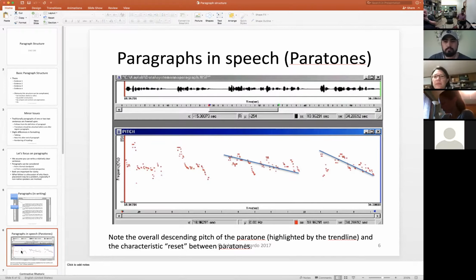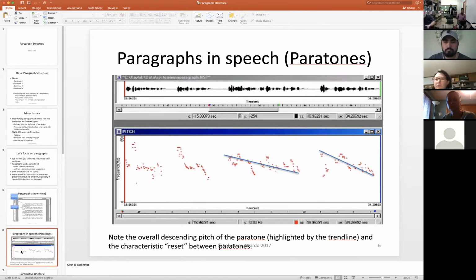But so the idea there is that you have tone units, okay, and these are called paratones, in which the beginning and the end of the paragraph are signaled by a reset at the end of the paragraph. So basically your tone goes down from left to right as the time goes by and you're talking, and then you take a deep breath and you start again from a high pitch and it starts going down. Okay, and so that's what a spoken paragraph sounds like.